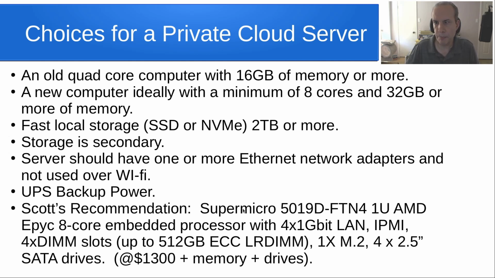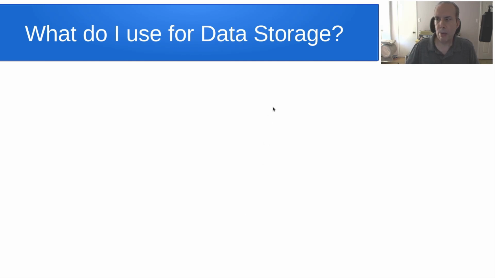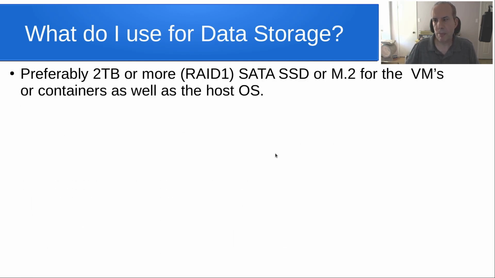Kind of depends. So what do I use for data storage? Preferably 2 terabytes or more of RAID 1 SATA SSD. RAID 1 is mirrored storage. And the reason I say mirrored storage is because if you have an SSD die, you don't want to lose all of your data. By having 2 of them run mirrored, you can be sure that any failure will not lose all of your data.